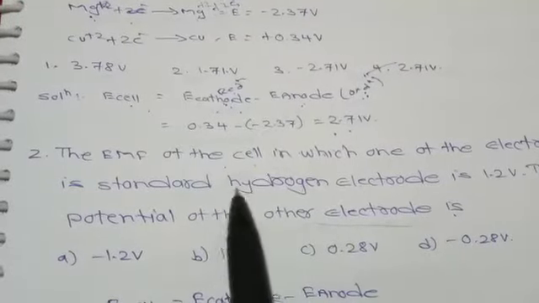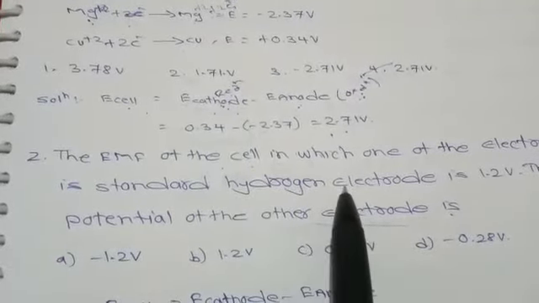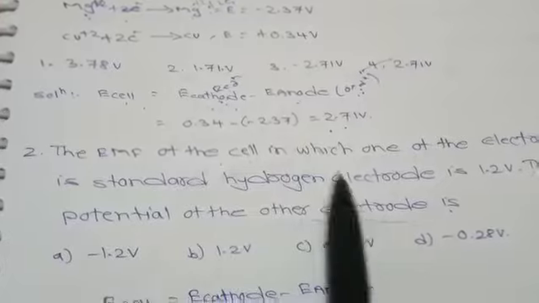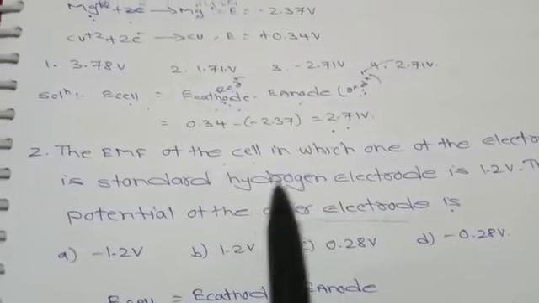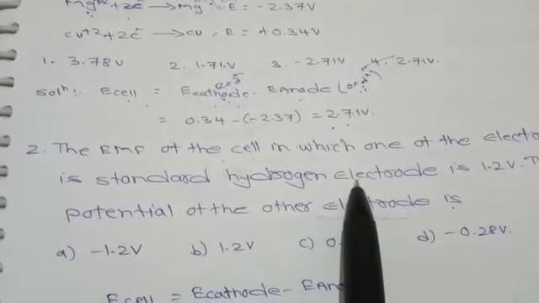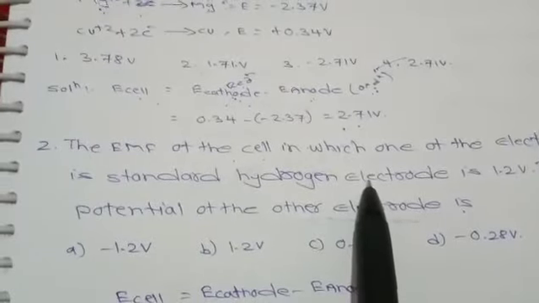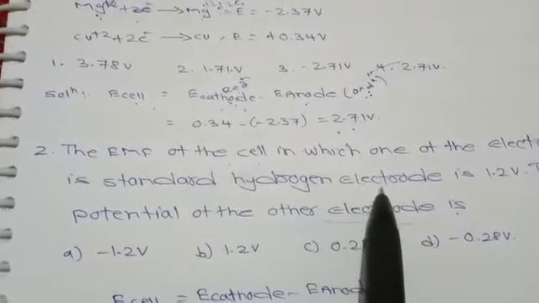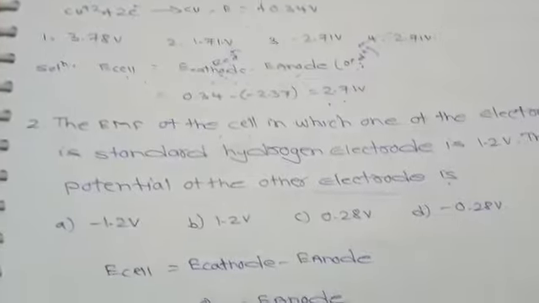Because this electrode is used to find the potential of the other electrode, and the potential of the standard hydrogen electrode is always taken to be 0. Is it clear here? That is the standard value, that is 0. Now let us check how to find it here.